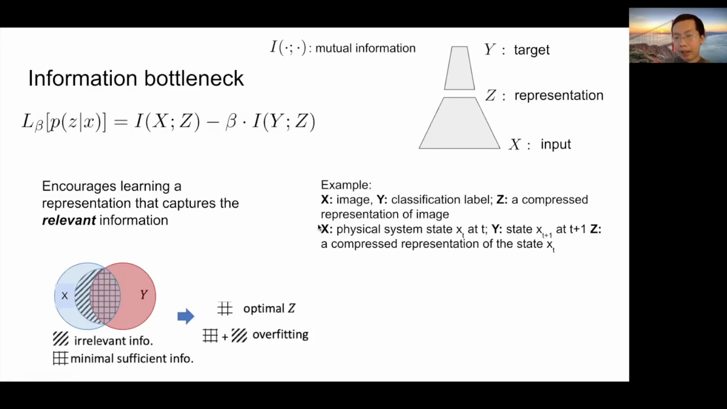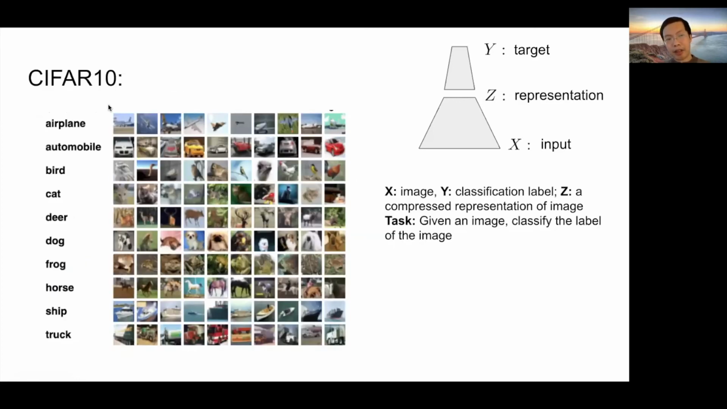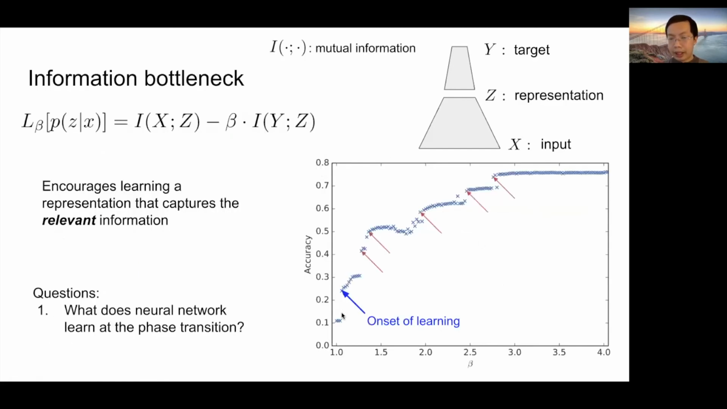For example, X can be an image and Y can be a label. Also, X can be a physical system state at time t, and Y can be the state at t+1. And we want Z to be some bottleneck, as Sebastian said. But here, instead of constraining by the dimension, we constrain by the information content. And this is CIFAR-10, where we study images of different classes. What we find is that when we tune the beta, there are some transitions in which the accuracy has a jump in a discontinuous way.